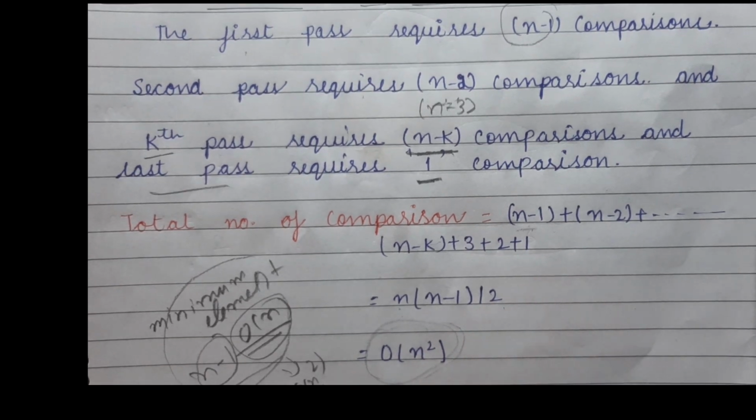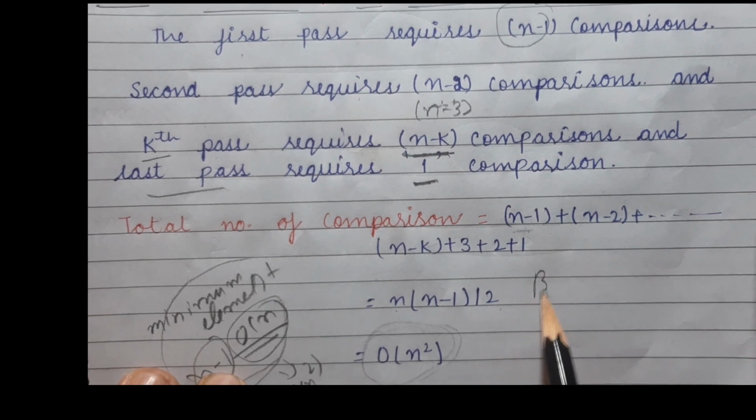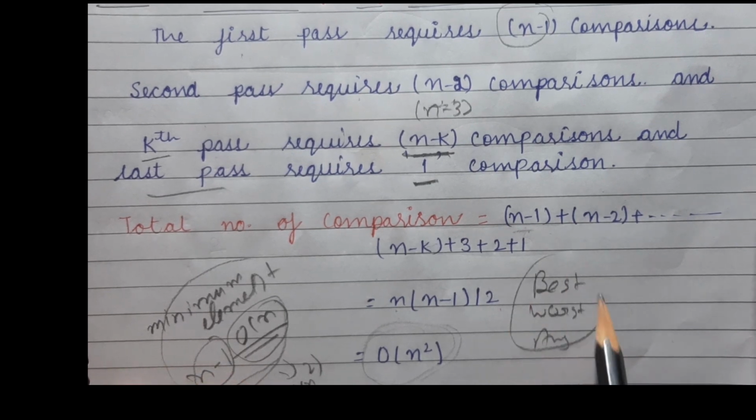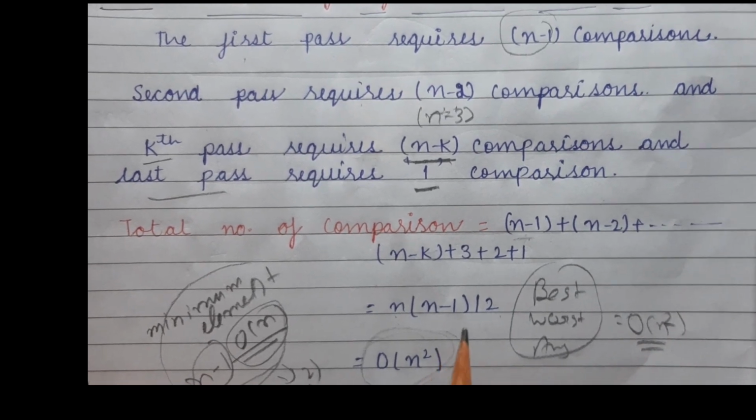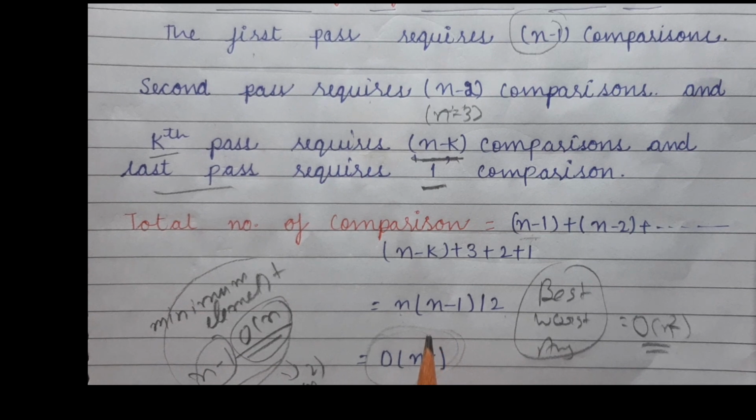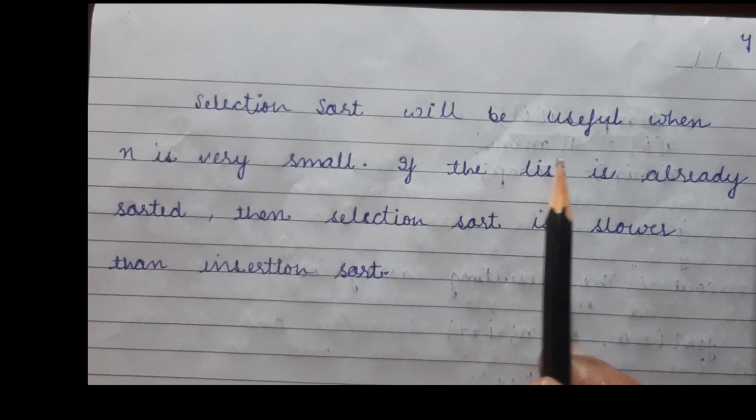Now we discuss some important points about selection sort. The first point is that the best case, worst case, and average case complexity are the same, that is big O of n square, because it doesn't matter if your elements are already in sorted order, the same number of comparisons is performed in all three cases. So the complexity is big O of n square in selection sort.